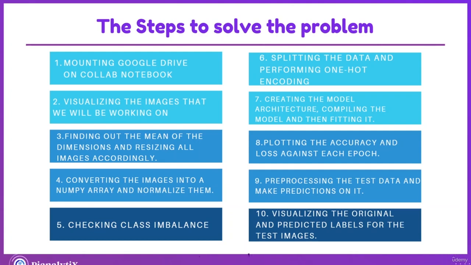After that, we'll plot the accuracy and the loss against each epoch to see how the model works, how the model is learning. Then we will move forward to pre-process the test data and use it to make predictions. In the end, we will visualize the original and the predicted labels for the test images.